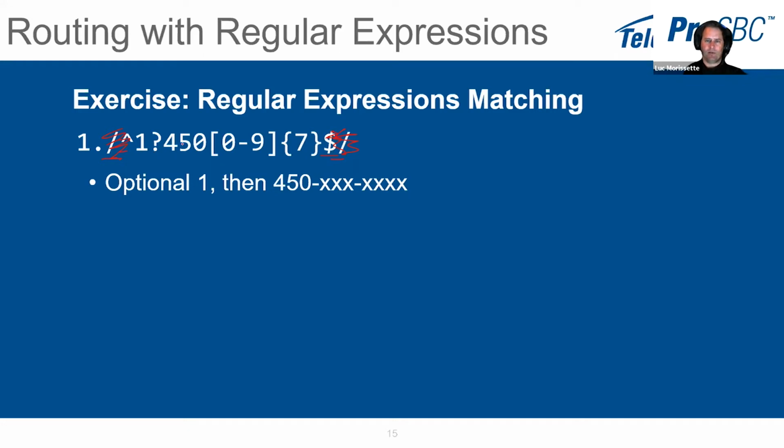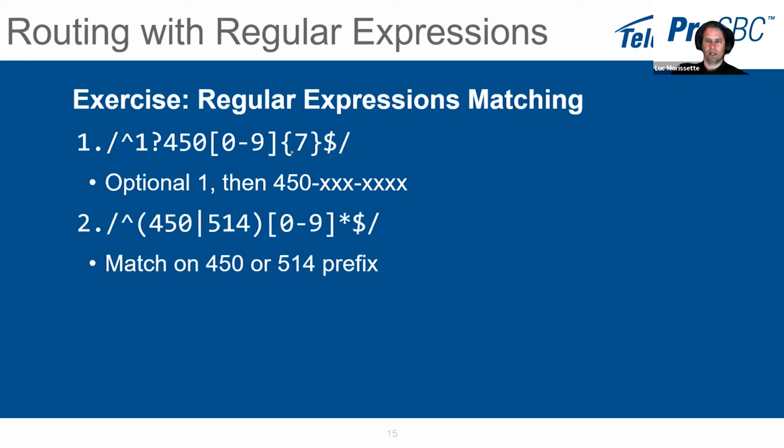Then you have what you want to match here. This is an optional one. So the value one, is it present or not? It doesn't matter. The three other digits need to be 450. And then here it's one digit repeated 7 times, or 7 digits that you can have here. So optional one, 450, and 7 digits. The other example here, again, you can disregard these parameters. This is 450 or 514 and any number of digits. So it in fact matches on a 450 or 514 prefix.